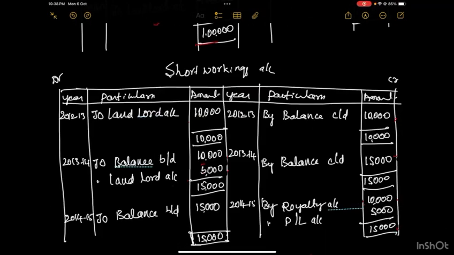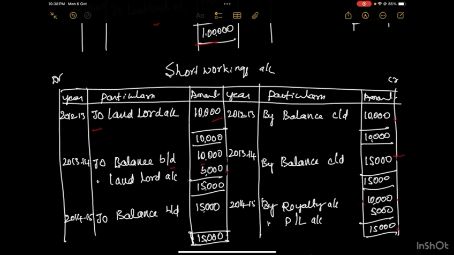And then the short workings account is prepared. Again, the journal entries: royalty account debit, short workings account debit, to landlord. So to landlord account 10,000. The first year short workings amount is taken here, and it is not adjusted to any account. So by balance carried down 10,000. The same amount is brought on for the next year, 10,000, and the second year short working of 5,000 is taken here. So by balance carried on, the total of 15,000 is shown here.